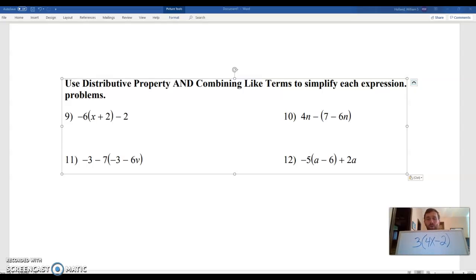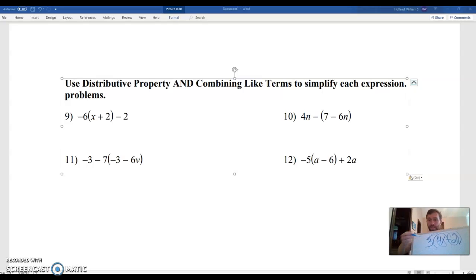Okay, second example, I've got on the board here 3 times 4x minus 2. This is an example of us using the distributive property to create an equivalent expression. In other words, I want to make another expression that is equivalent to this one, but maybe in a different form. So I'm going to multiply, or distribute, the 3 out to the 4x and distribute the 3 out to the negative 2.